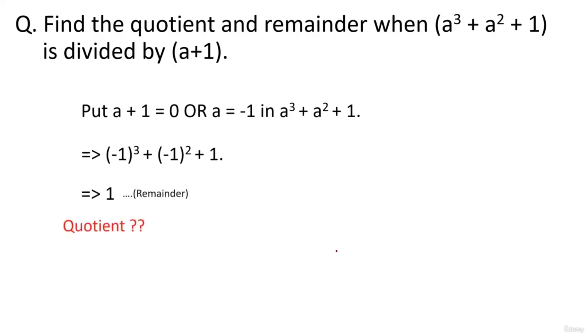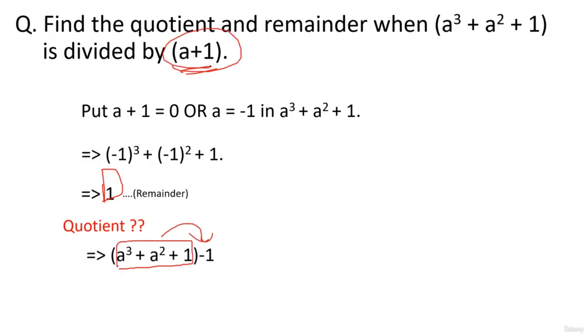What about the quotient? Guys, observe that when I divide 15 by 7, I get 7 2s are 14. The remainder is 1. This tells us what? If we subtract 1 from 15, I'll get a multiple of 7, right? Same way, if I'm getting a 1 when I divide the expression with a plus 1, that tells us what? From the expression a cube plus a square plus 1, if I subtract 1, I will get a multiple of a plus 1, right?